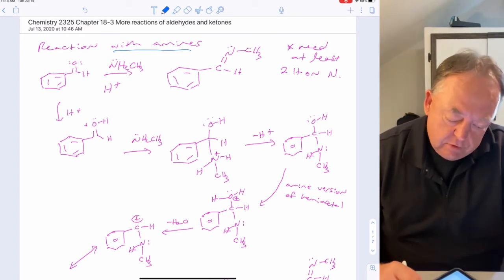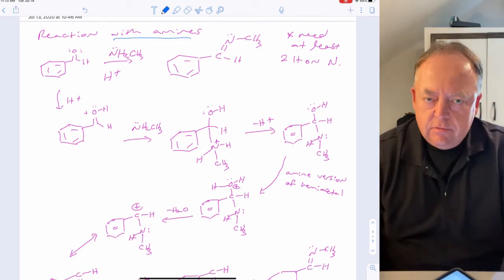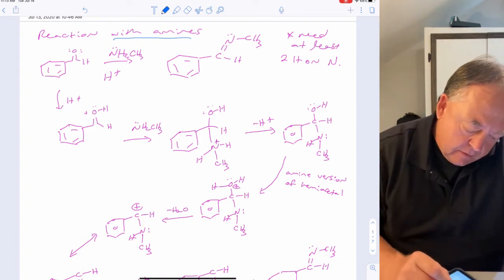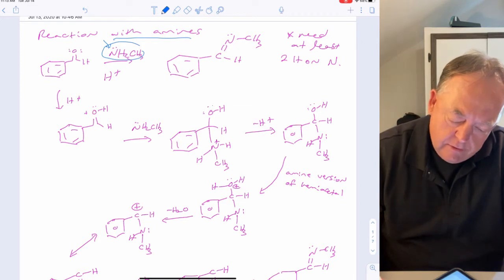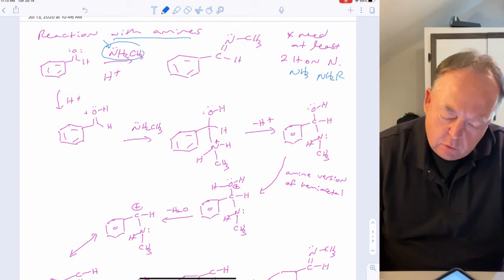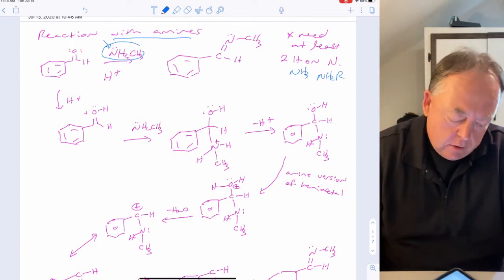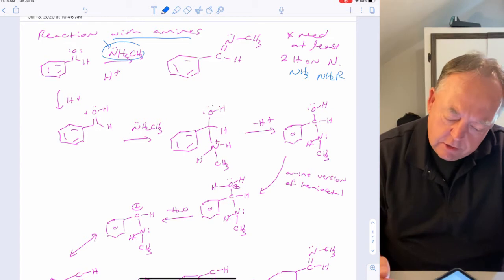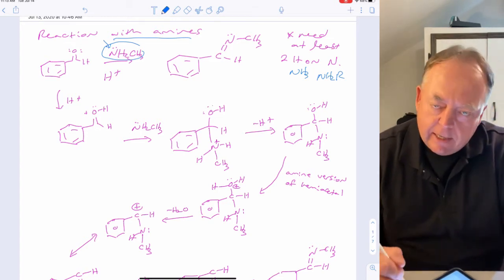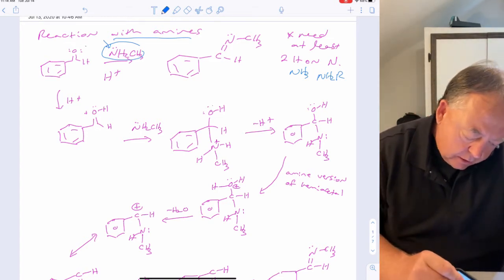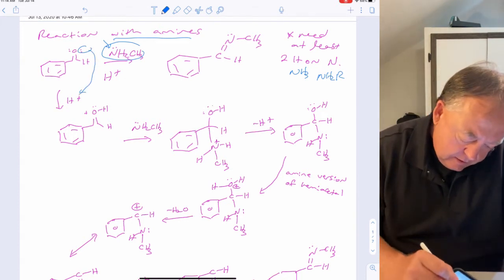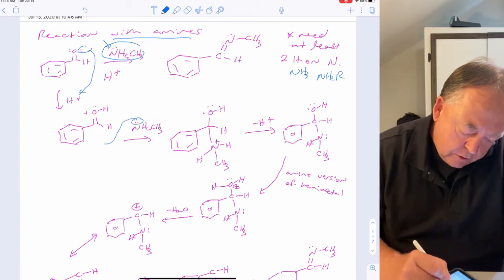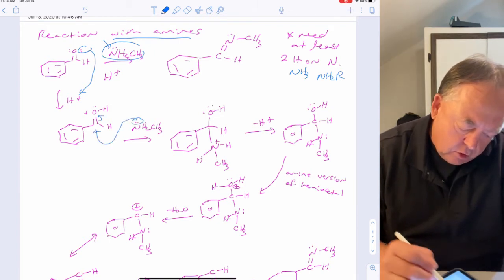So, similar mechanisms. The first few steps in the mechanisms are identical. In this case, we have an amine, so if the nitrogen has at least 2 hydrogens, it could be NH3 or NH2R. Whatever the R group is doesn't matter, it's just tagging along. So long as the amine has 2 hydrogens, this is the mechanism it's going to follow. Same mechanism as before, we protonate the oxygen, and then the nucleophile attacks the carbon and breaks the carbon-oxygen double bond.